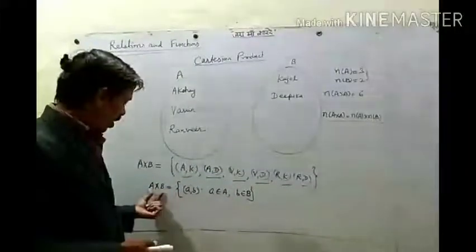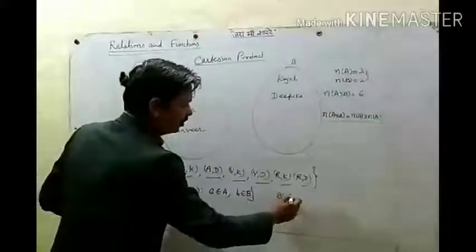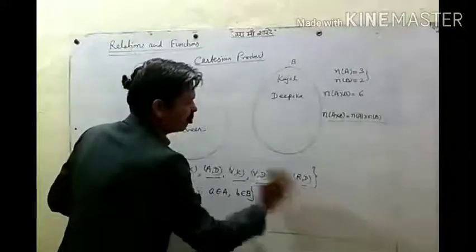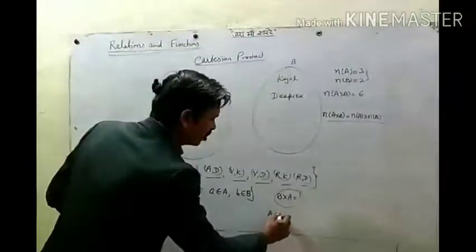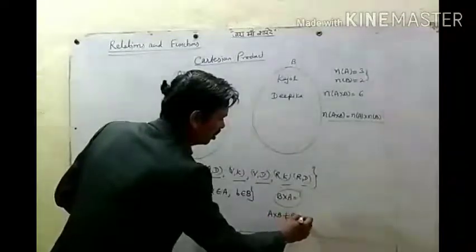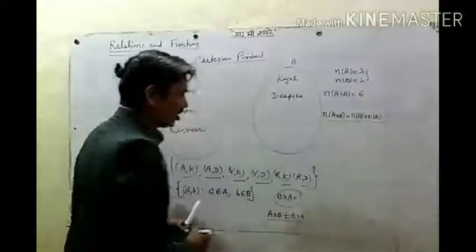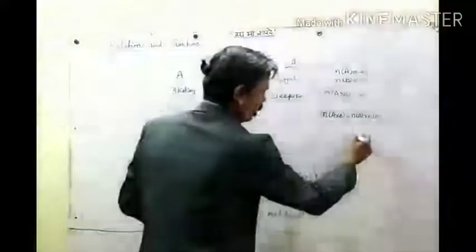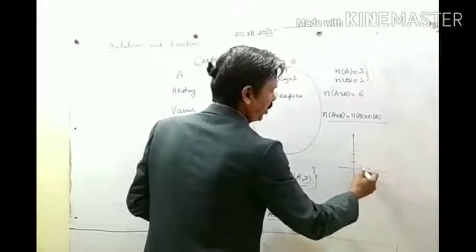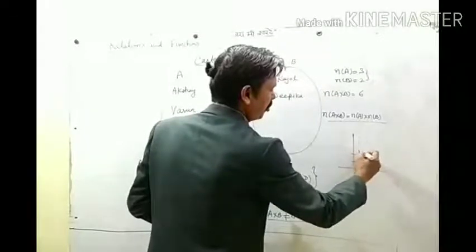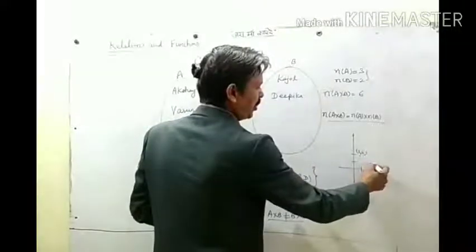A cross B and B cross A in general cannot be equal. Not always, sometimes they can be equal, but in general they are not equal. If you locate the point (1, 2) on the graph, this is your point (1, 2), then (2, 1) will be here.